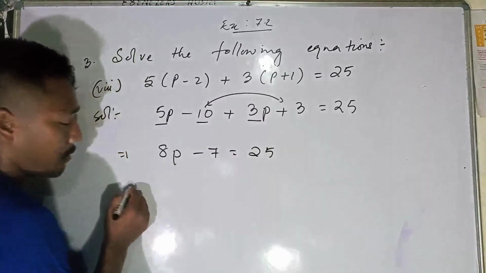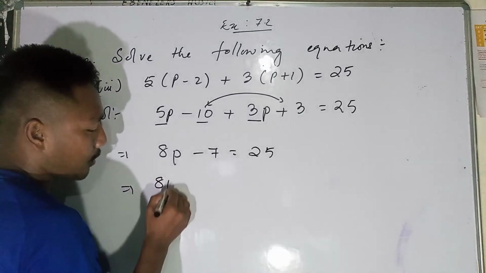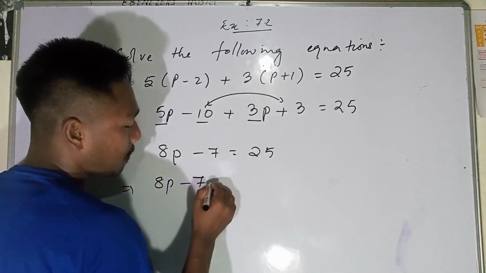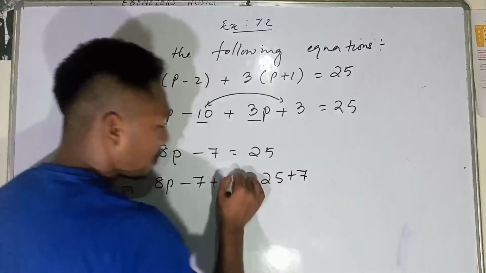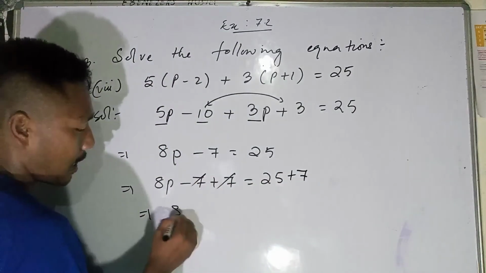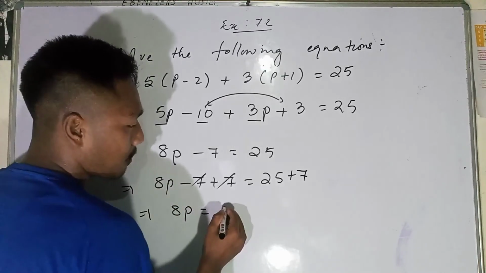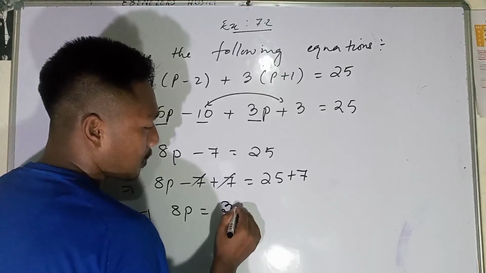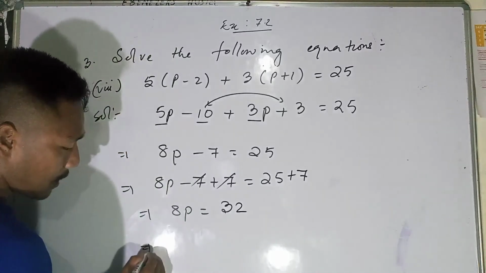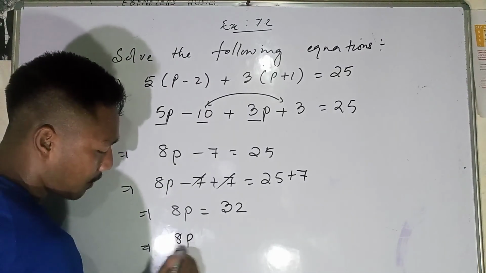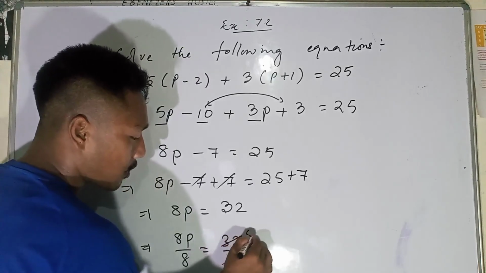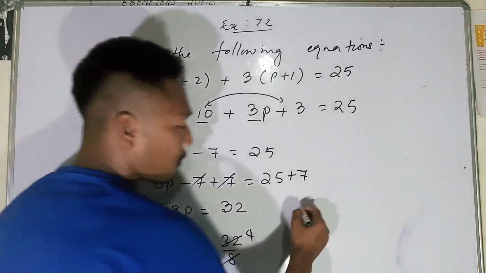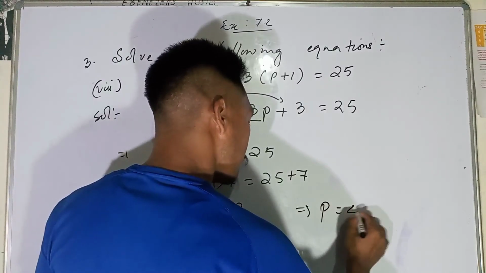So I will try to remove this 7 here. If I want to remove plus 7, that means I have to subtract 7 on both sides. Plus 7 and minus 7 get cancelled. 8p is equal to what? 25 minus 7 is what? 18... Now I have to remove 8, so that means I have to divide both sides by 8. 8p divided by 8 is equal to 32 divided by 8. So 8 4s are 32, 8 1s are 8. So what is our answer? p is equal to 4.